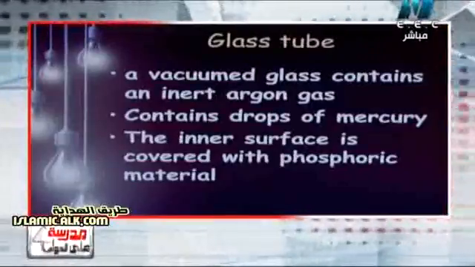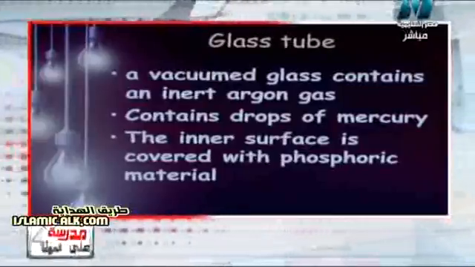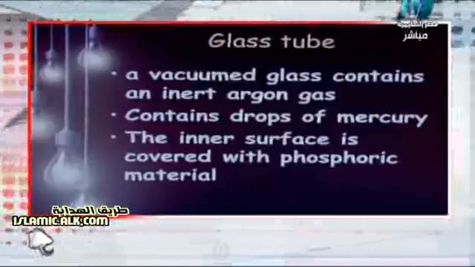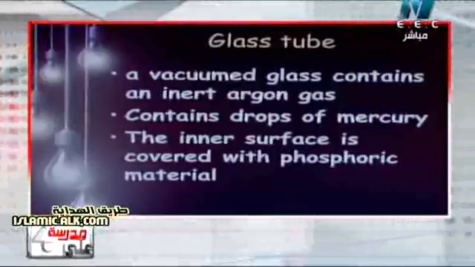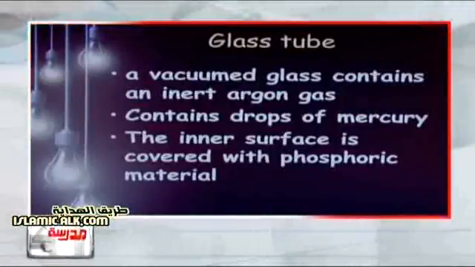Also to increase the light intensity، برضه عشان تزود شدة الإضاءة. Again, the glass tube or the inner surface is covered with phosphoric material. Why? Or give reason: to increase the intensity of light, or to increase the light intensity.